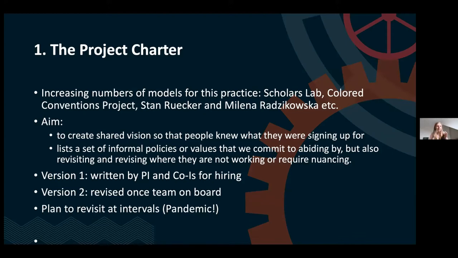And then once we had the full, well, first wave of the team on board, we then revised it. We've been looking at it subsequently, and we're in the process of revising it again because the pandemic has changed how we work together. And I'll touch on that in a bit.